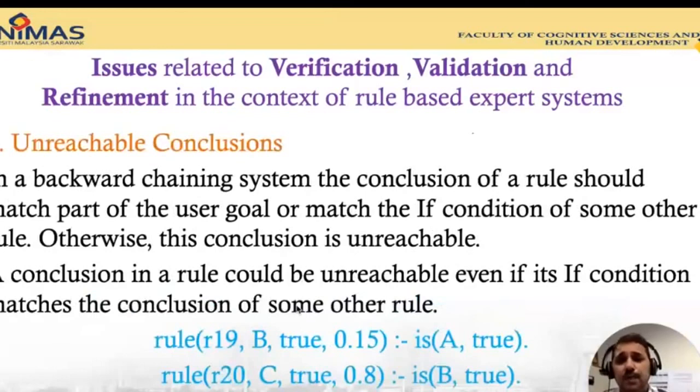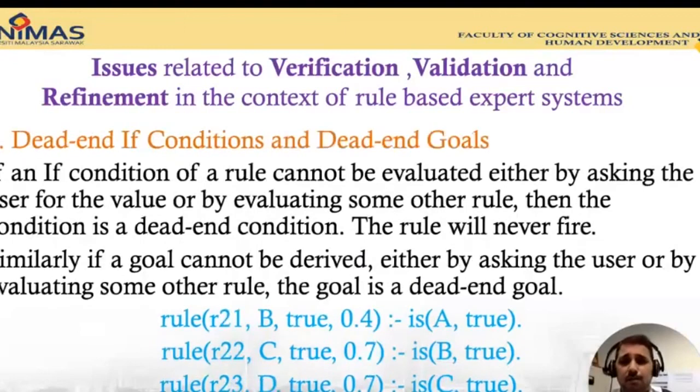And unreachable conclusions. Okay, sometimes we mistakenly design such rules that the rule never concludes something. For example, if you look at this rule, in rule number 19, if A is true, then B is true, and if B is true, then C is true. So there is no conclusion. It is somehow a looping condition, but it never concludes something, so such a rule also creates a problem.